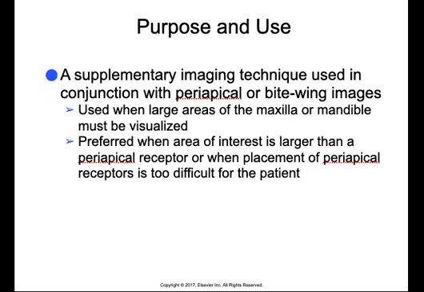So the occlusal technique is a supplementary imaging technique that is used in conjunction with the periapical or bite wing image. The occlusal technique is used when large areas of the maxilla or the mandible must be visualized. An occlusal image is preferred when the area of interest is larger than a periapical receptor may cover, or when the placement of intraoral receptors is too difficult for the patient. And these are used to locate retained roots of extracted teeth, supernumerary teeth, foreign bodies, salivary stones, fractures, and even the cleft palate.